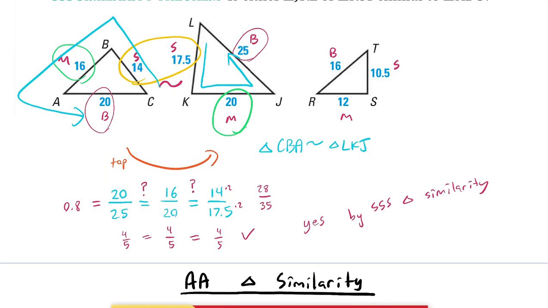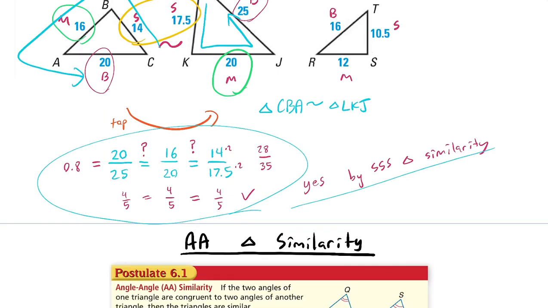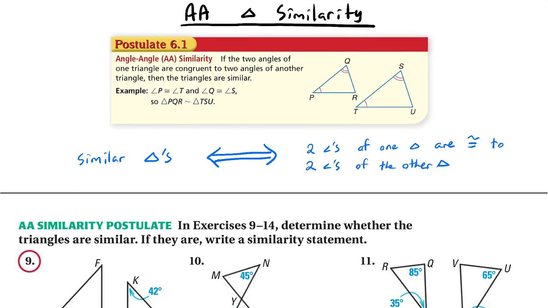Okay? That's how we could prove triangles are similar by SSS, and you would need to show this valid work, okay? Got it. And then we would have to check the other one, and I'm pretty sure actually all three triangles are similar here. All right, so AA similarity, this is our first one, okay?